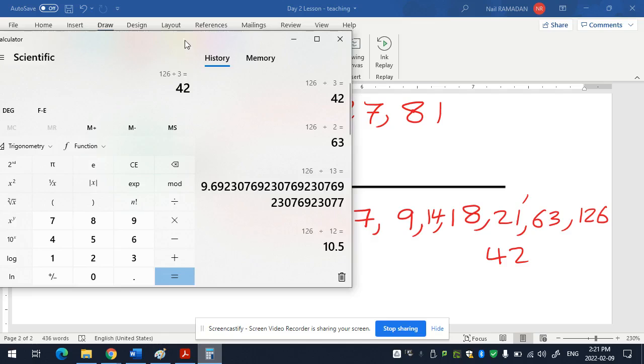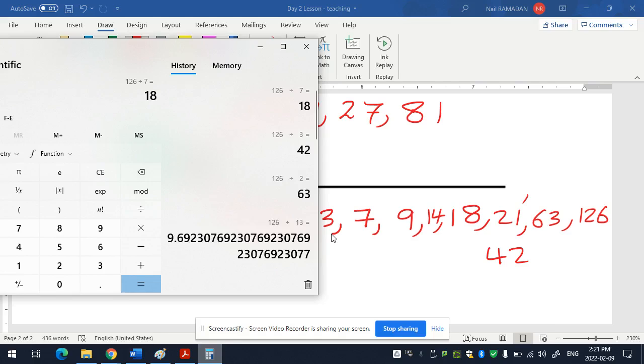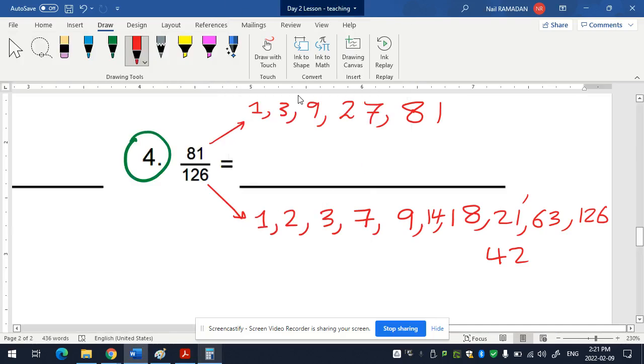Hey, let's divide 126 by what? So I'm going to divide by 3. Let me divide it by 7. We got the 18. Let's divide it by 9. We got it. We're done. That's it. No other numbers work. Okay, what's the biggest number common between this list and this list? It seems to be 81 is not here. 27 is not. 9 is. Good. So I'm going to highlight the 9.